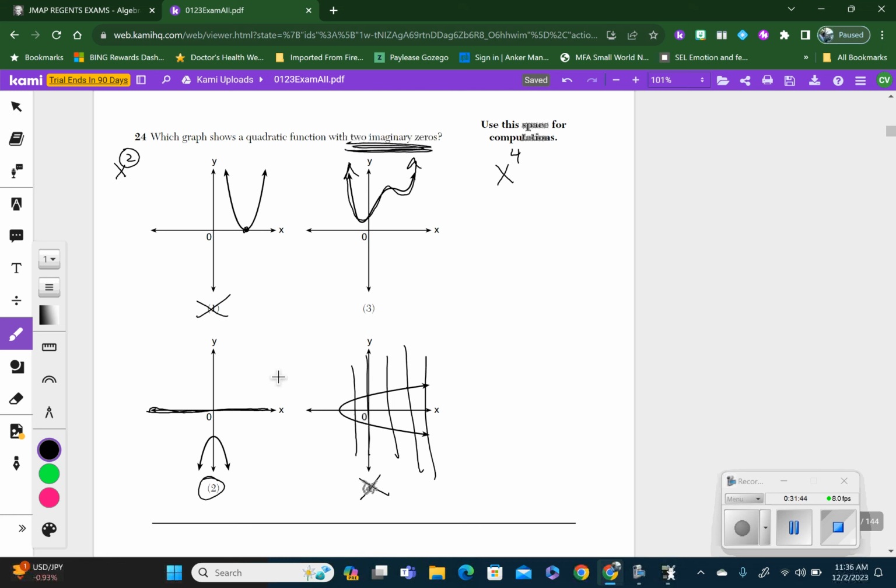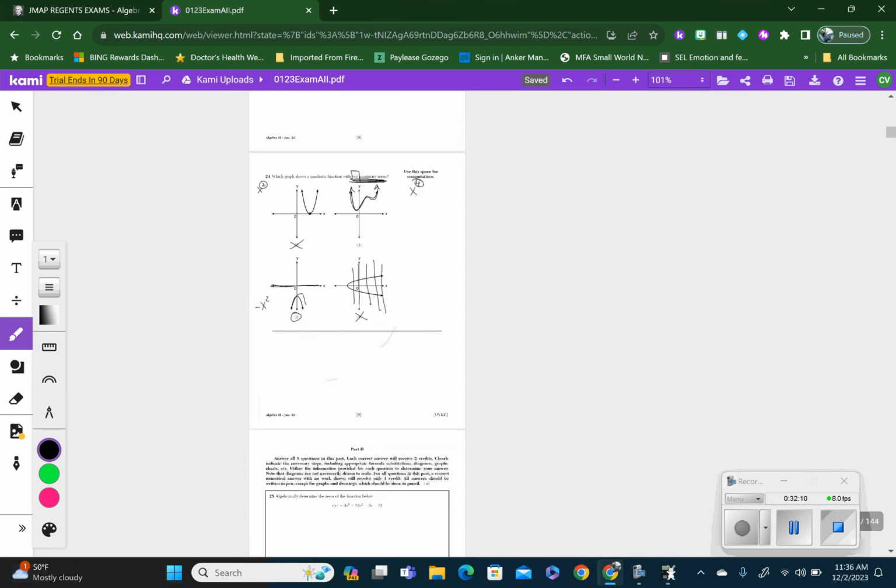Not exactly. And this has 4 roots, right? 4 roots, which means that we have 4 imaginary zeros. We only want one with 2 imaginary zeros. So that is option number 2, right? This one has 2 zeros because it's a quadratic. X squared, leading coefficient is negative. This kind of is like our bridge problem. All right, so that is question number 24.